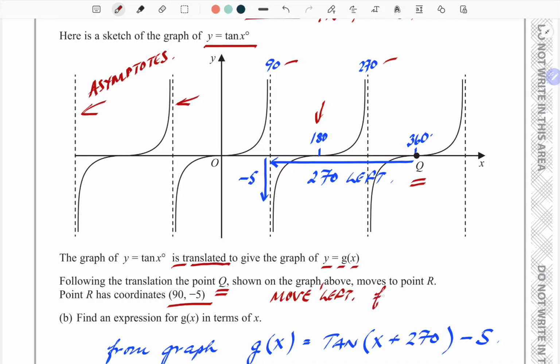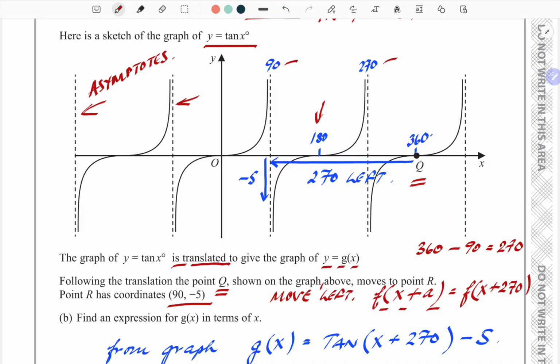that is f of x plus a. It's counterintuitive with the x's. Some of you might think if you move to the left, it's negative. It's not. It's got to be x plus a. So we know that this thing is going to be f of x, and we want to move from 360 to 90. So that is a move of 270. So x plus 270.